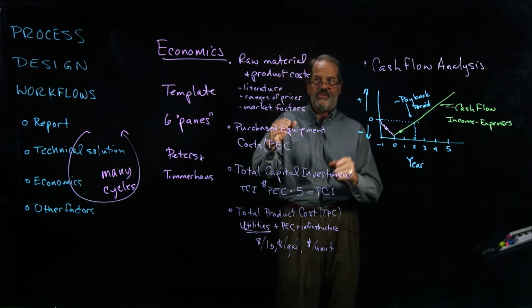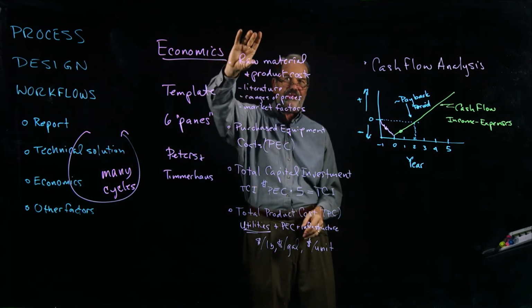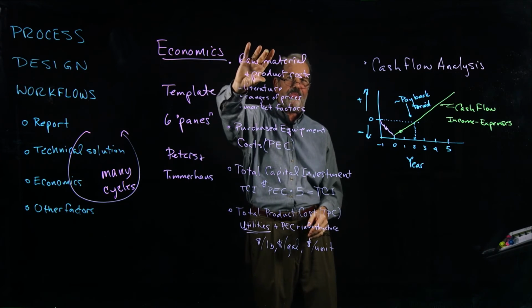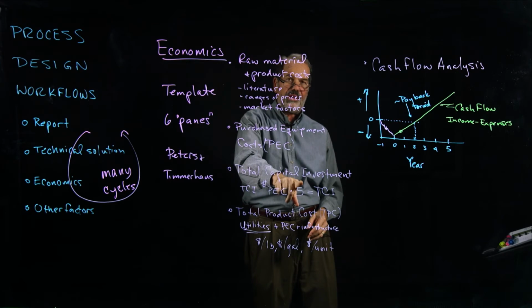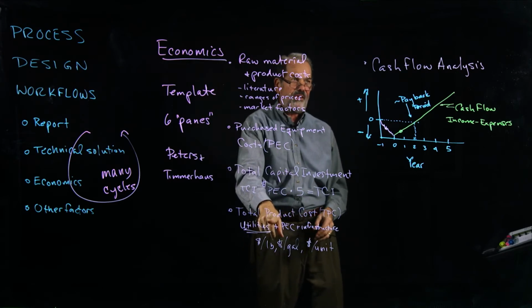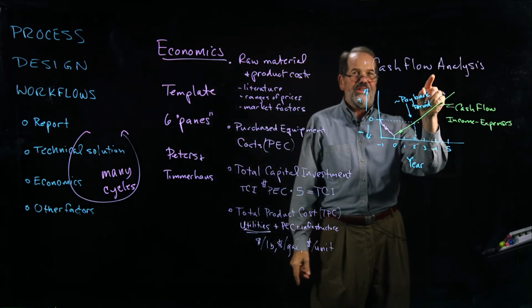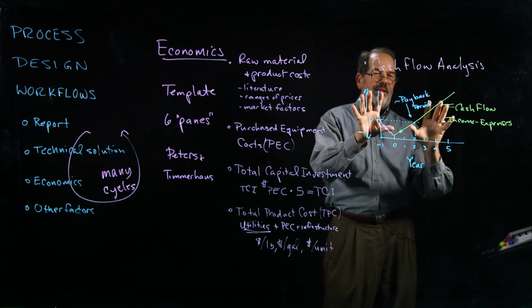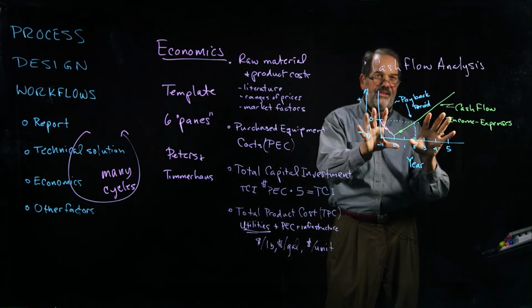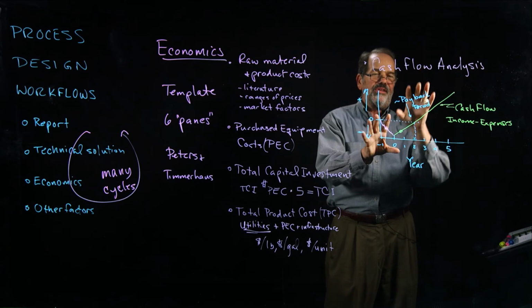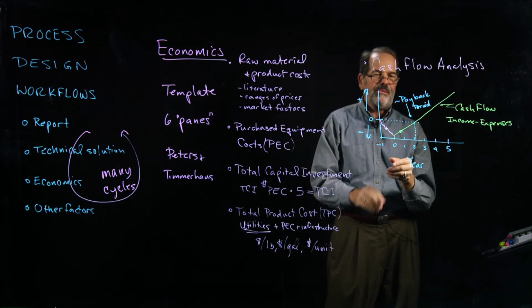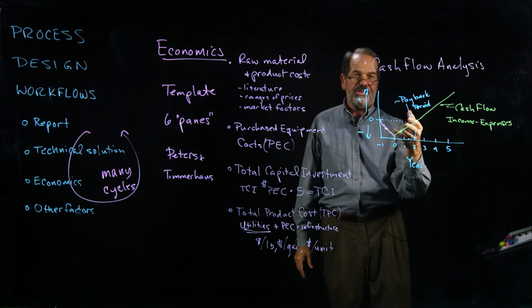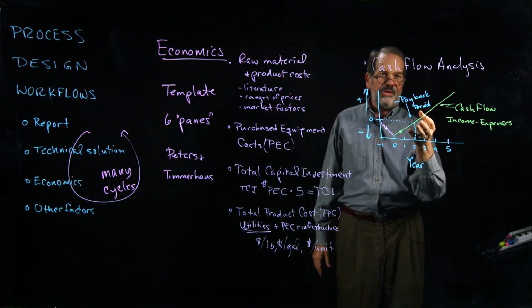So that's the workflow. We're going to do 6 templates: raw material and product costs, purchase equipment cost, total capital investment, total product cost, and a cash flow analysis, which is going to be put into a figure like this. These two will be slightly separate. So you'll generate a figure that shows the cash flow from your process that management would use to make a decision on whether you would build it or not build it.